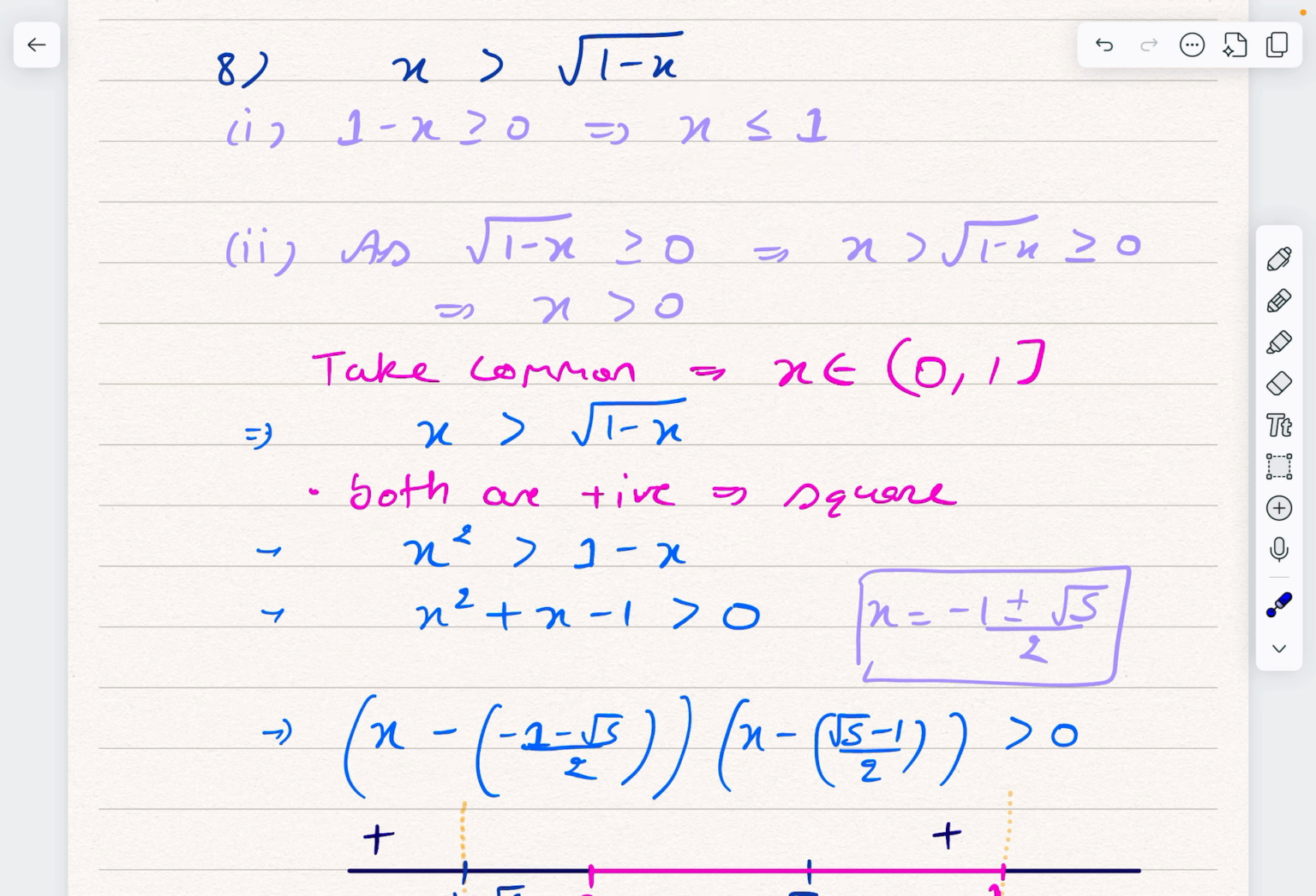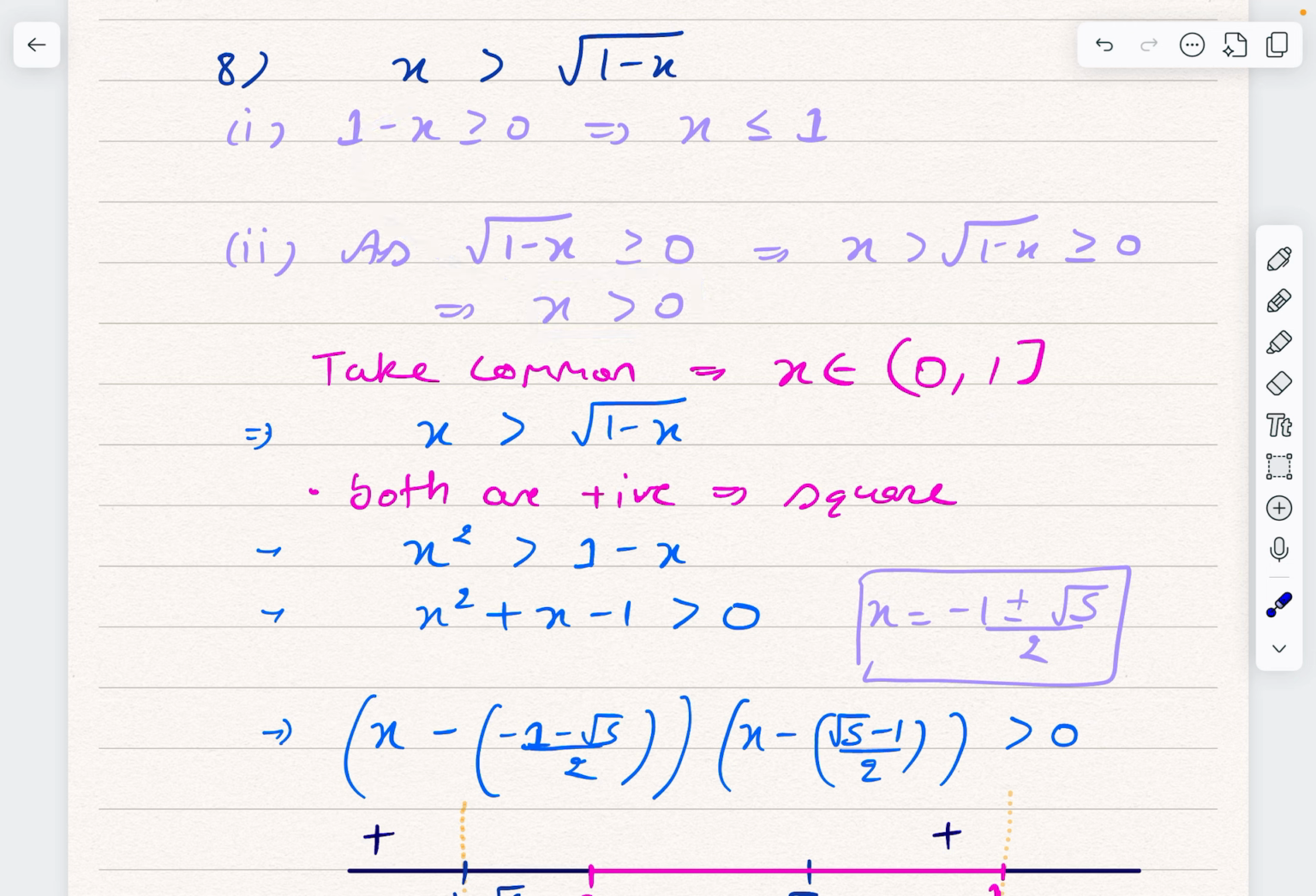Now, second thing, I told you the square root value will always be positive only. So square root of 1 minus x will be greater than or equal to 0. If you want x to be more than this, can I say x also will have to be greater than or equal to 0 only? Because if x is negative, then it won't be greater than a positive number, no? So from here we can conclude that x will be greater than 0 also. x equal to 0 will not satisfy, so I have directly taken x greater than 0.